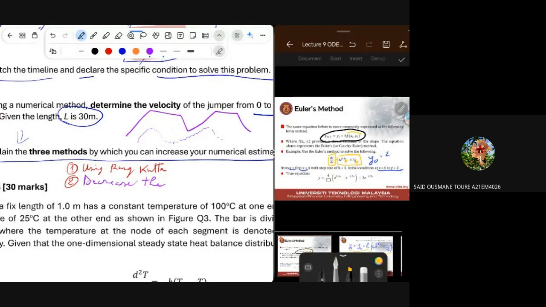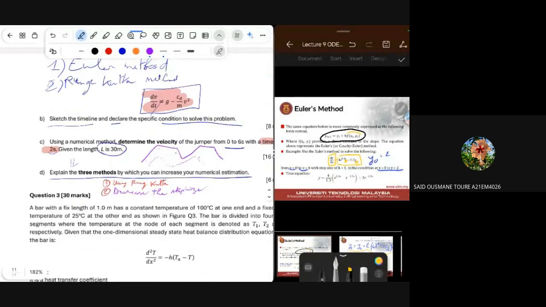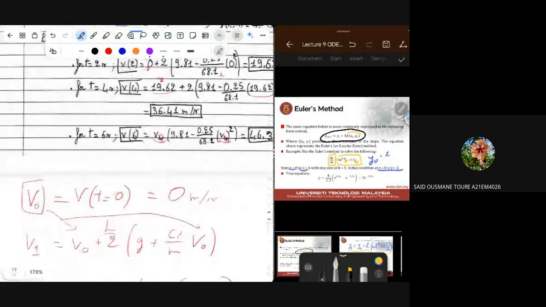Which one is more accurate? The first one is just like this: smaller steps. So this is the concept. Decrease the step size. By decreasing the step size, you get more accurate results. That's the idea. Okay? The third one, I even found it difficult.